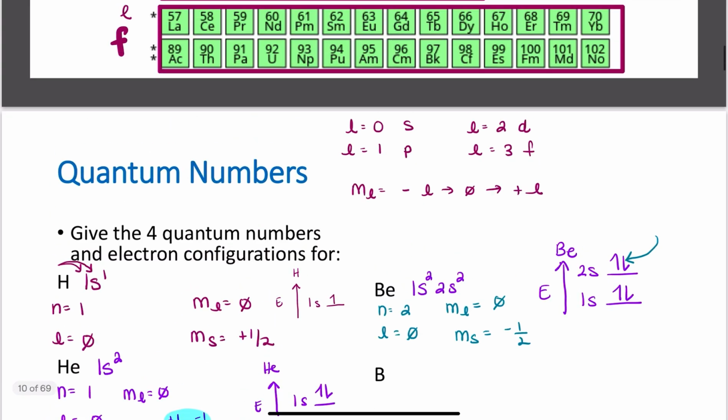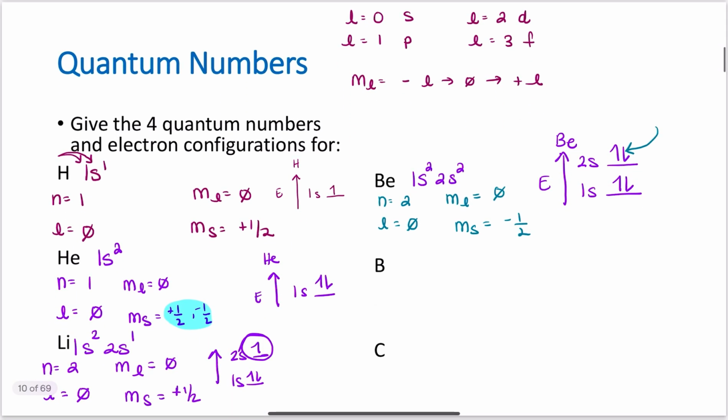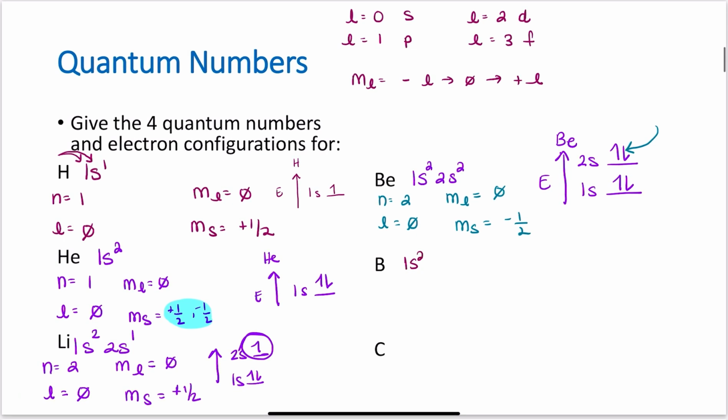Let's look at boron. Now we are over here. So we've got 1s1, 1s2, 2s1, 2s2. We travel across the table. We're now in the p block. This is 2p, 2p1. So 1s2, 2s2, 2p1.